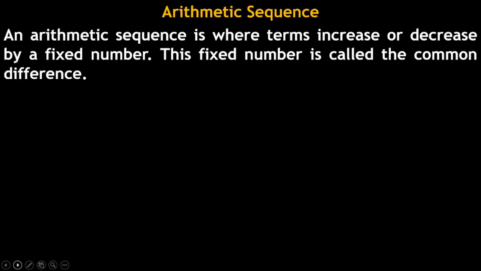So an arithmetic sequence is where terms increase or decrease by a fixed number. This fixed number is called the common difference. Let's take a look at a few examples.